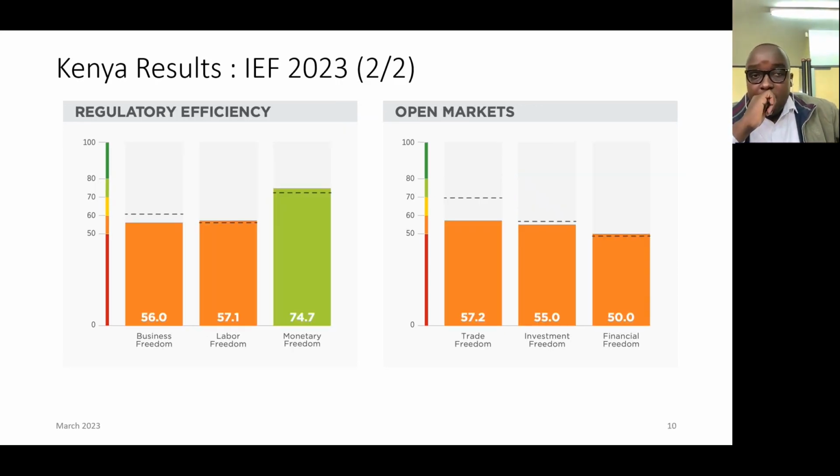Then the third main pillar is the one on regulatory efficiency, and it measures three things: business freedom, labor freedom, and monetary freedom. The monetary freedom, in lighter green, is considered mostly free, but this year's index cites weaknesses in monetary stability, the problems of rising inflation, and then on the other side, the business freedom score is 56, which is considered mostly unfree.